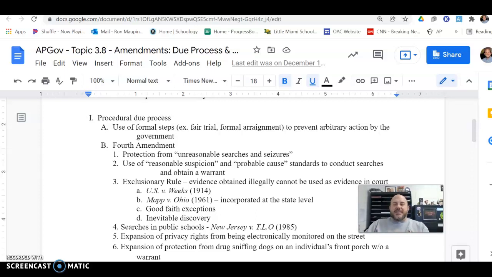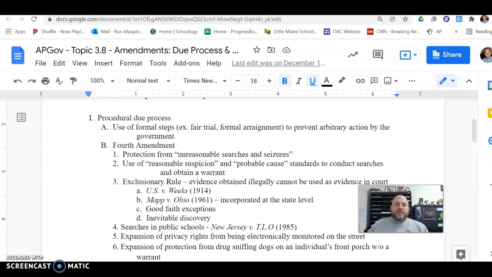Now, this was first established in the 1914 case of U.S. versus Weeks. But note, this is at the federal level, which means it had not been incorporated yet. For it to be incorporated at the state level, in other words, to protect us from the state governments using illegally obtained evidence against us in court, that then brings us to the 1961 case of Mapp v. Ohio. Now, you do not need to know Mapp v. Ohio nor U.S. v. Weeks by name.